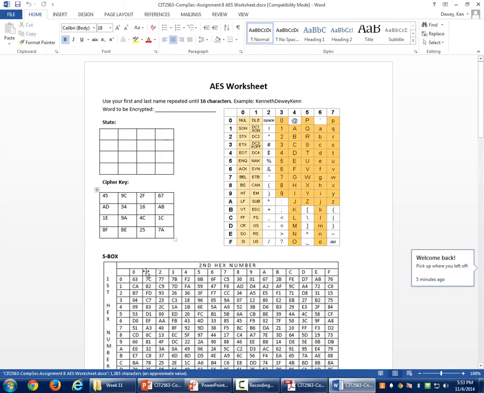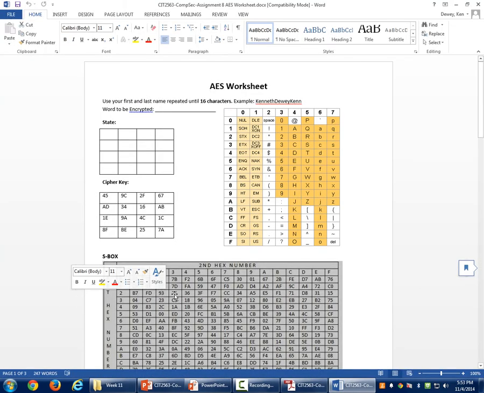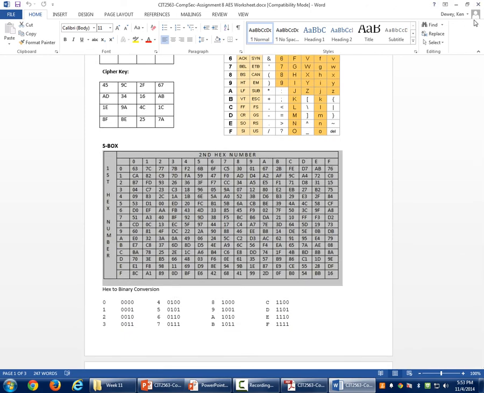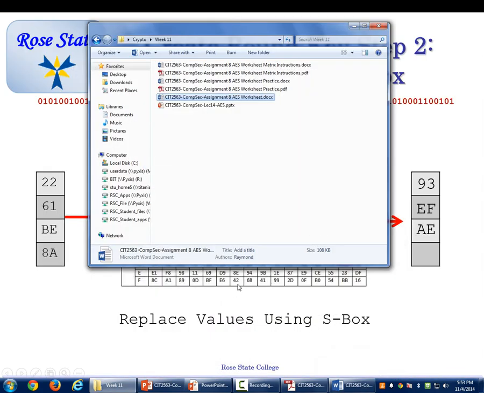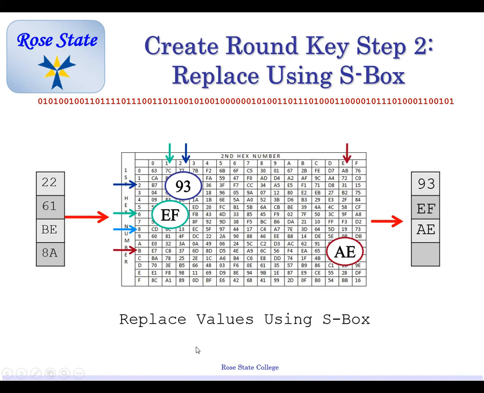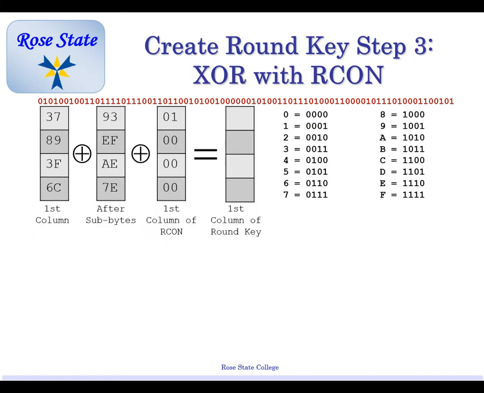It's right there. Okay? Yep, there's the hex. I thought I gave it to you. Okay, so then we've got AE, and then the last one is 7E. So that last column becomes that right there. Then you XOR it. Now let's talk about XORing for a second.